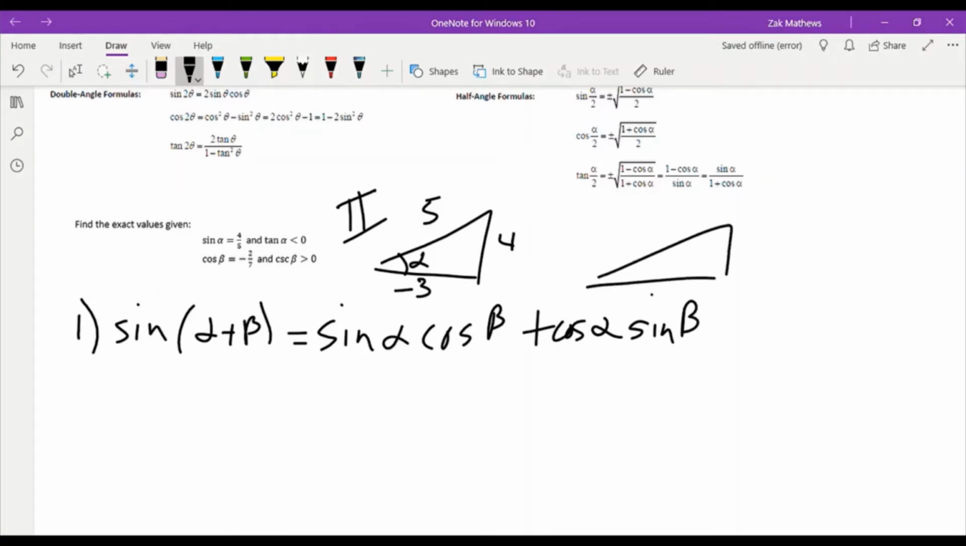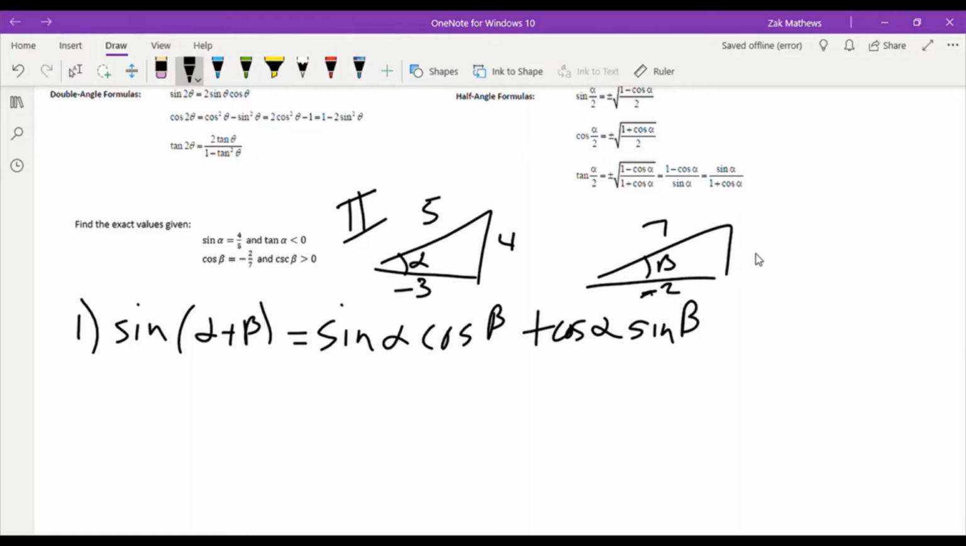I do the same exact thing for beta. I'm not drawing these things for proportion. Cosine of beta, I don't know what beta actually is, but I know the adjacent has to be equal to 2. I know the hypotenuse has to be 7. And because cosine is negative, that could be in the second or third quadrant. Because cosecant is positive, that has to be in the second quadrant. And so that tells me that the x will be negative, but the y will be positive. I know that's why whatever we find will be a positive.